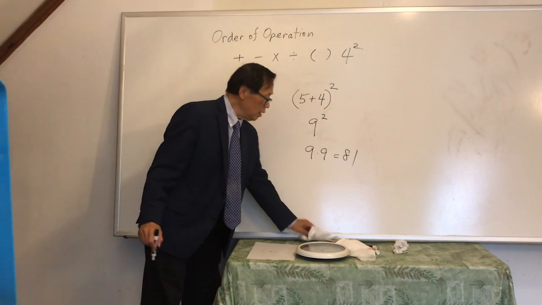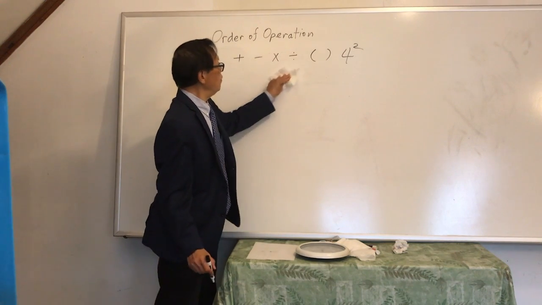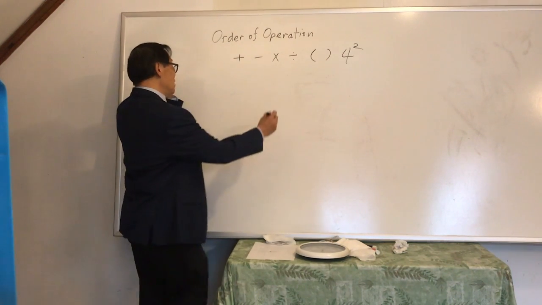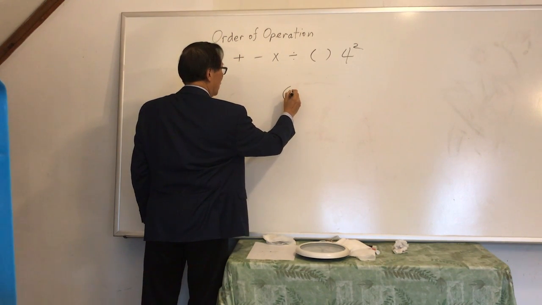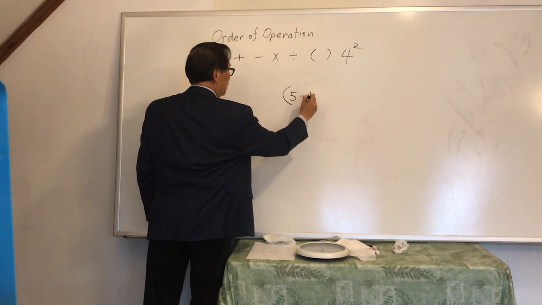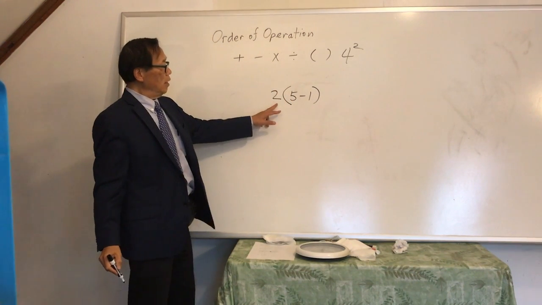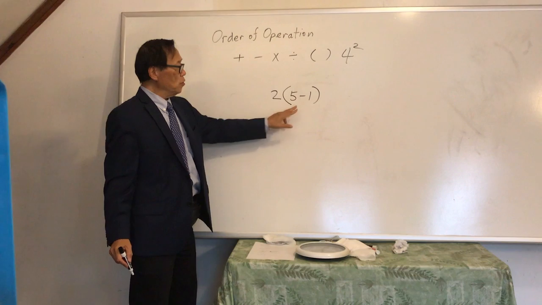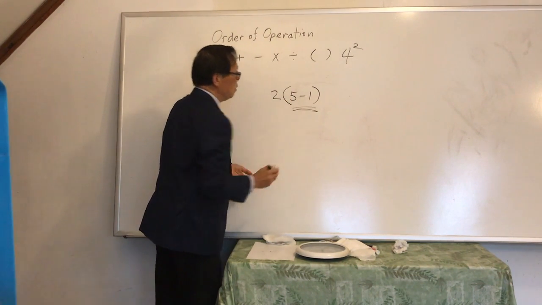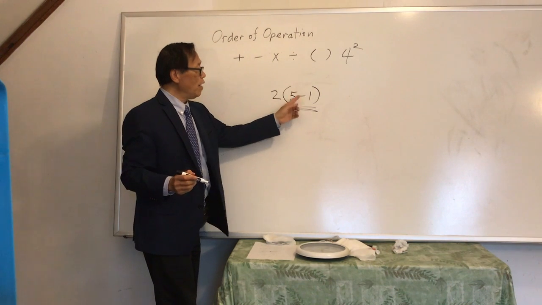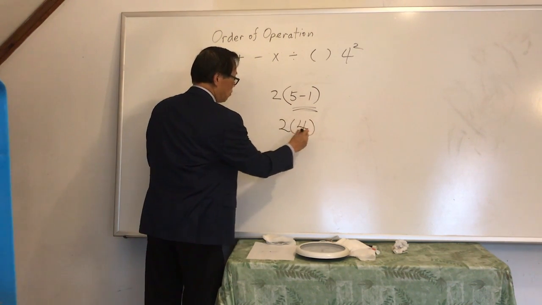Okay, let me give you another example of parentheses. So even though it's subtraction, you're going to multiply. You're not going to multiply 2 times. Well, what are you going to do? You're going to simplify this first. 5 minus 1 is what? Is 4. And then you're going to multiply.